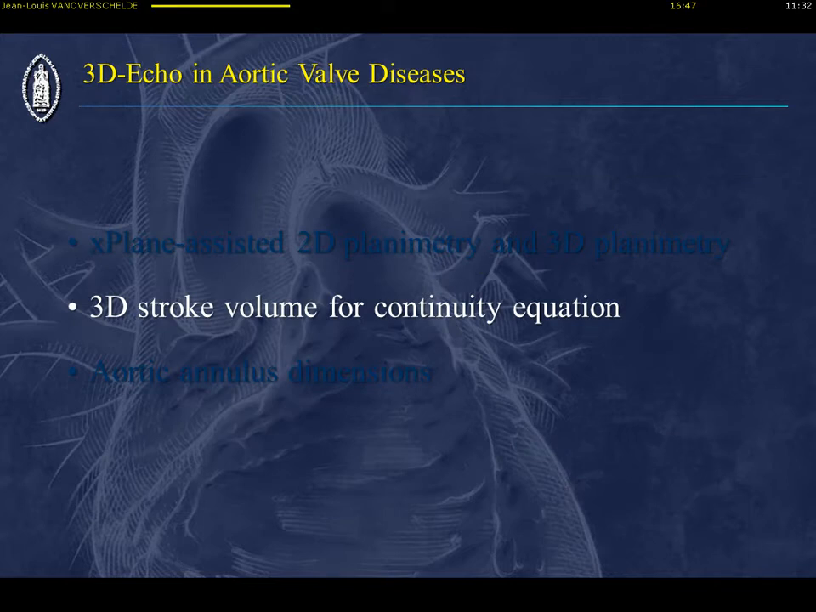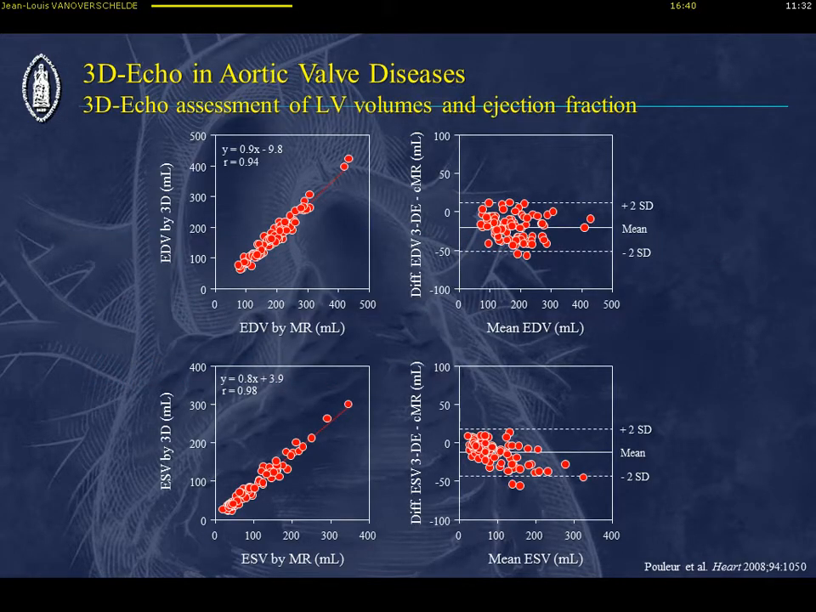You can also use the 3D capabilities of measuring left ventricular volumes, which are very accurate to measure 3D stroke volumes. This is to show you that the measurements of left ventricular volumes by 3D, both in systole and diastole, are very accurate, a study that we made some years ago with the QLab system.